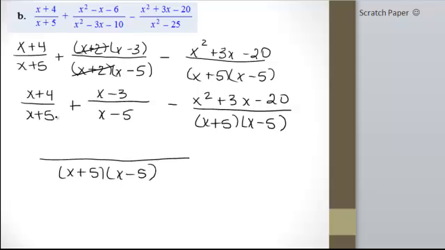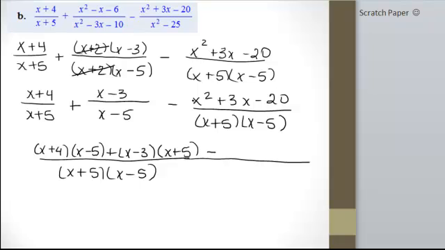Okay? So here, you're missing the x minus 5, right? So whatever you multiply by the bottom, you have to multiply by the top. So you're going to have that x plus 4 times whatever's missing, which is x minus 5. Do the same thing for the second fraction. You're going to have the x minus 3, because it's there, times what's missing here, the x plus 5. Then you're going to have minus all of this times whatever's missing here. But there isn't anything missing. So we just subtract all of this.